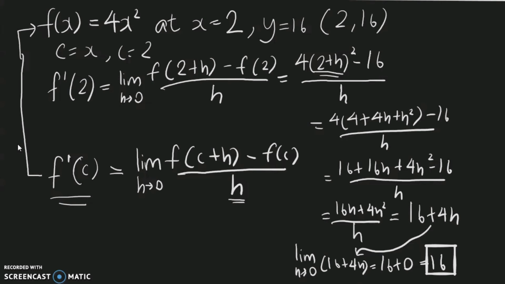It boxed it for me. But there is something special about this 16. This 16 is not just the derivative of the function, it is the slope of the tangent of this function at this point 2. So I'm going to demonstrate an example for you.